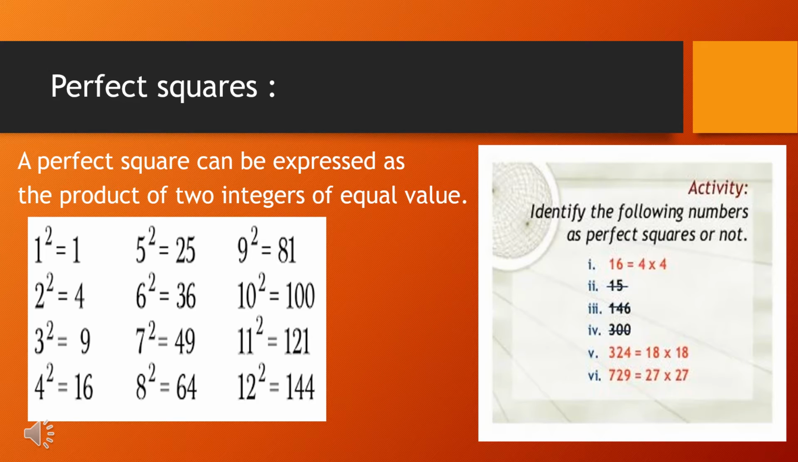But if you move on to the number 15, 15 is not a perfect square because there is no such number which can be multiplied twice and you get 15 and which is of equal value. You can get 3 multiplied by 5, 15, but 3 and 5 are not of equal value. So 15 is not a perfect square. This is how you can further identify the perfect squares or the numbers which are not the perfect squares.